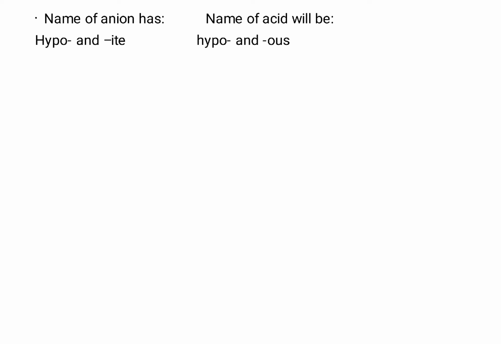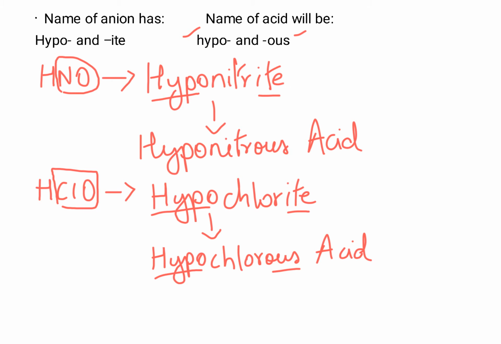So try to figure this out on your own. The formula I gave you is HClO. You will figure out what this is called, and once you figure that out, then you will figure out the name of the acid. So the anion is called hypochlorite, and because it has hypo and ite, then your acid will have hypo and us. So this is the third scenario. Let's move on to the fourth.